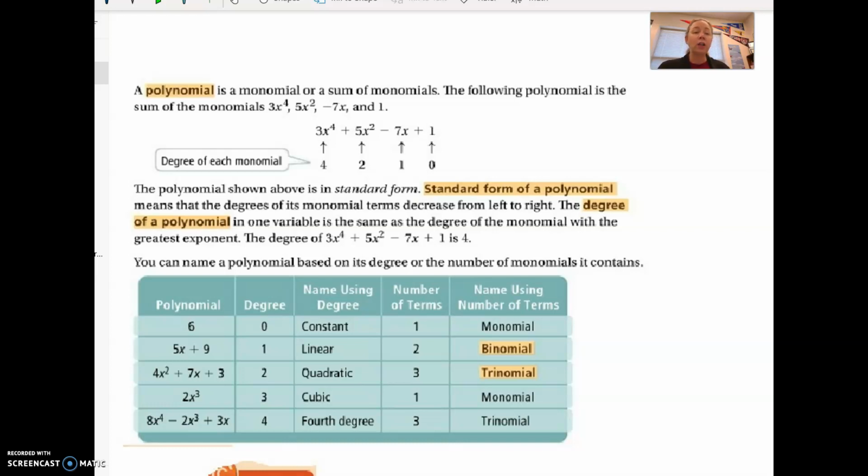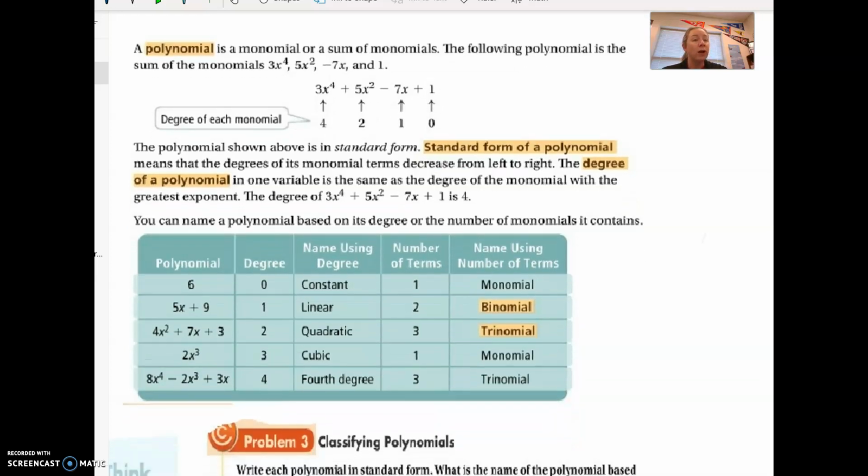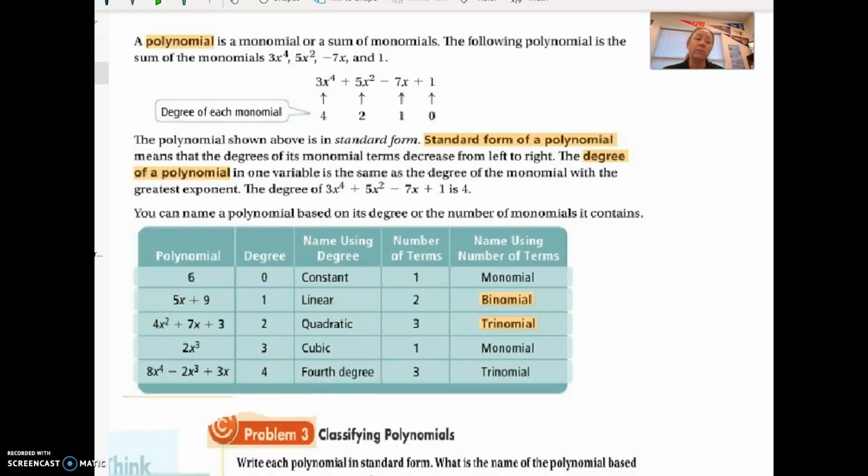Now we can name a polynomial based on its degree and based on the number of terms it has. So here is a great table as a reference for you. It's also from your book, and it gives you examples and how we would name it. For example, if the degree is 1 for the polynomial, we call that linear. And it has 2 terms, so it's also called a binomial. So we would name it a linear binomial.